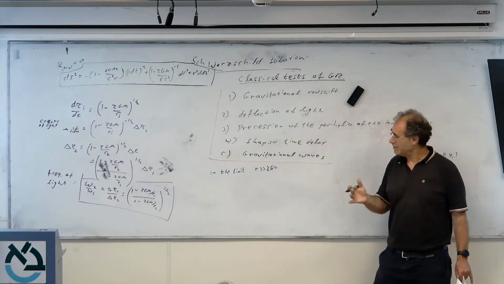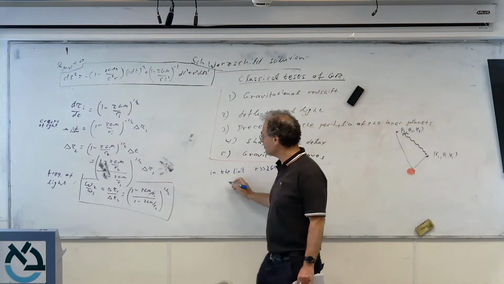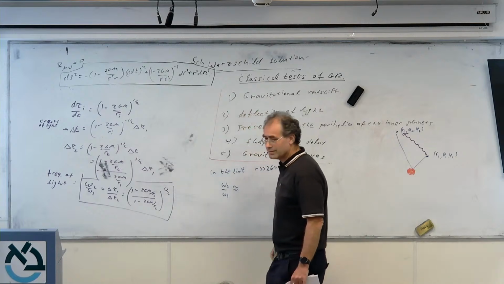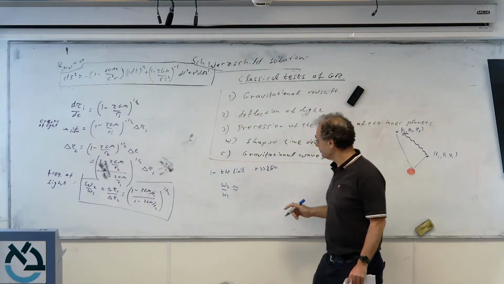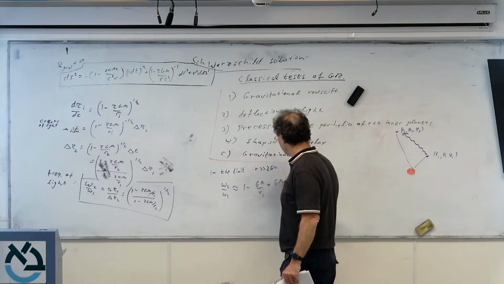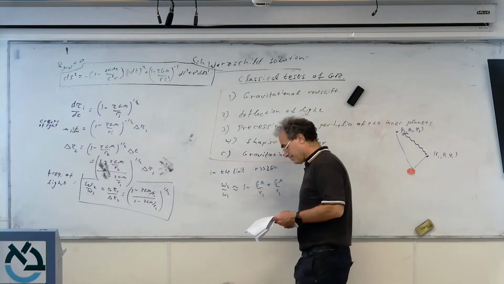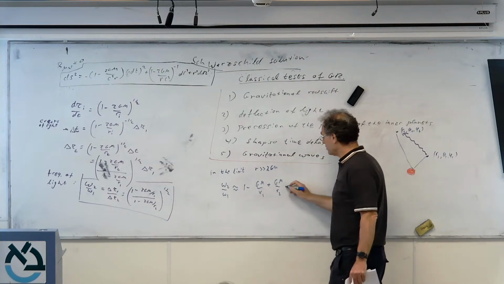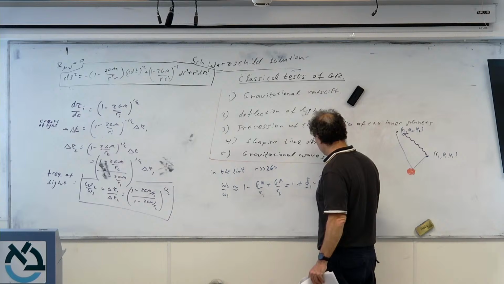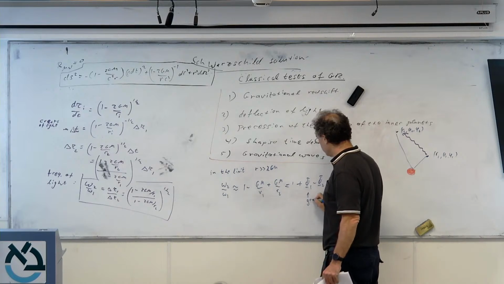Okay, so what happens in this limit? Omega 2 over omega 1 is equal to 1 minus GM over R1 plus GM over R2. Or if you want, this is 1 plus phi 1 minus phi 2. This is gravitational potential.